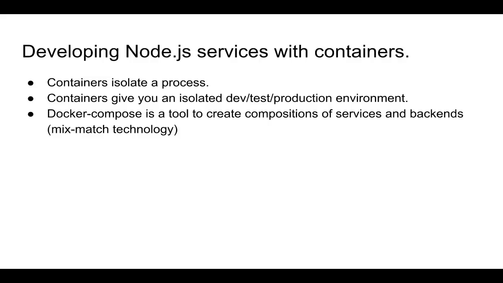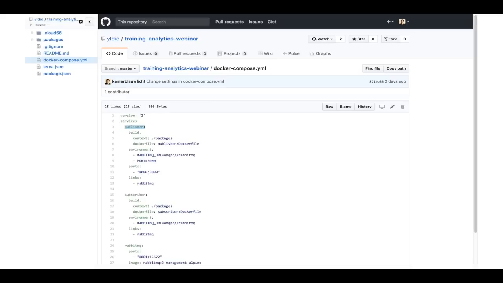So you can also do integration tests on your local machine. And Docker Compose is basically a tool to create compositions of your service and backends, so you can mix technology. And Docker Compose is something which is really handy to do some Node microservice development on your local machine.